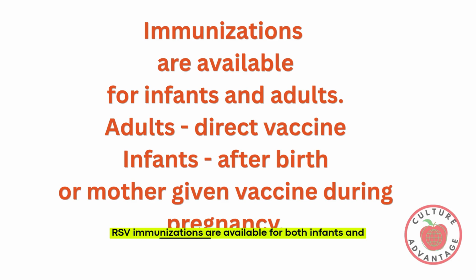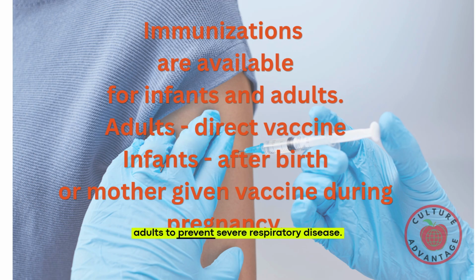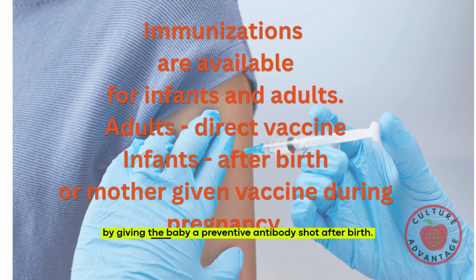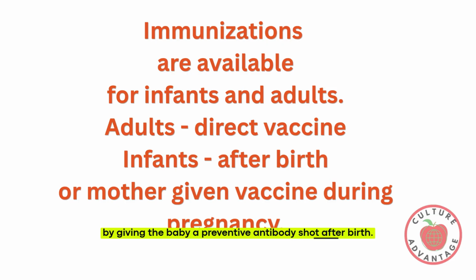RSV immunizations are available for both infants and adults to prevent severe respiratory disease. Adults receive a direct vaccine, while infants are protected either by vaccinating the mother during pregnancy or by giving the baby a preventive antibody shot after birth.